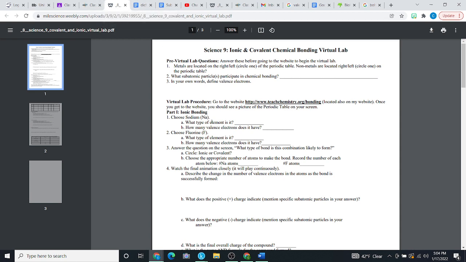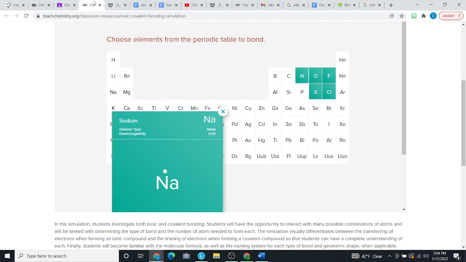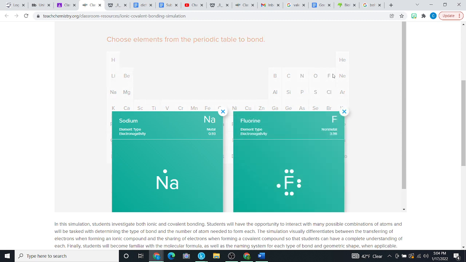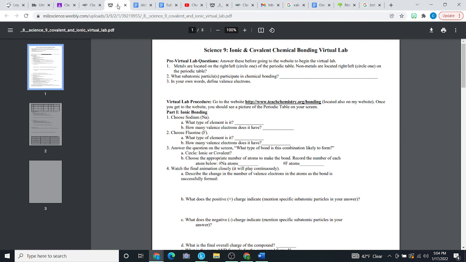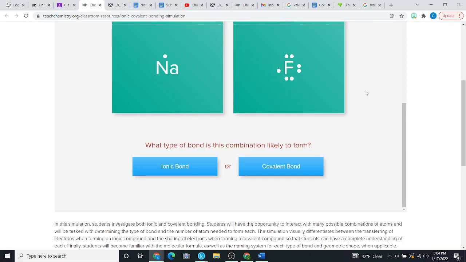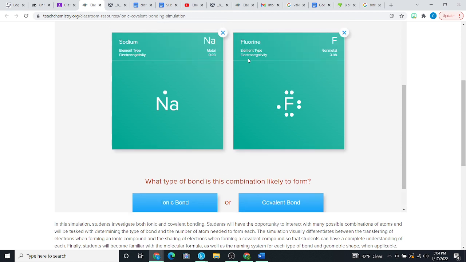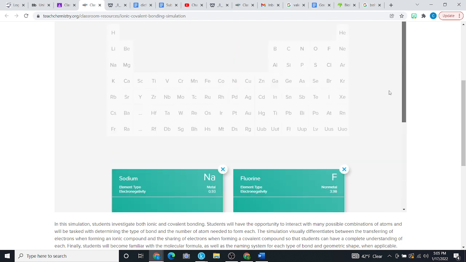Now, number 2, choose fluorine. So I'm going to choose fluorine and answer those questions. It says, what type of element is it? Let me scroll up here. Element type, non-metal. It's going to ask how many valence electrons there are, and there's 7 valence electrons. And so then it says, what kind of bond is this?